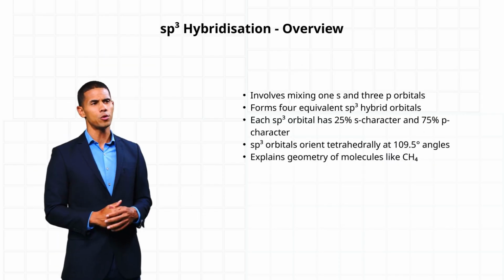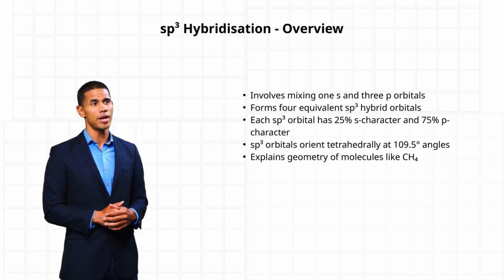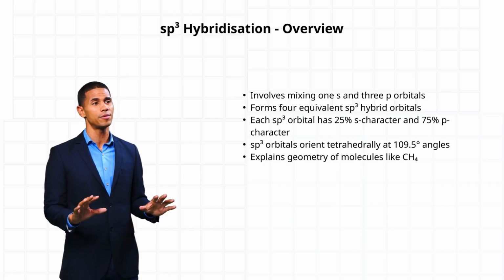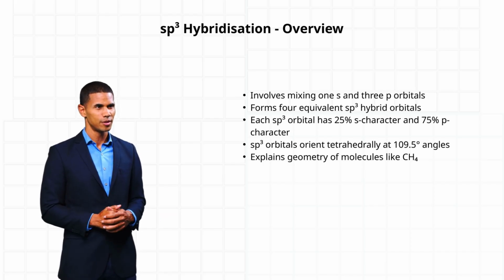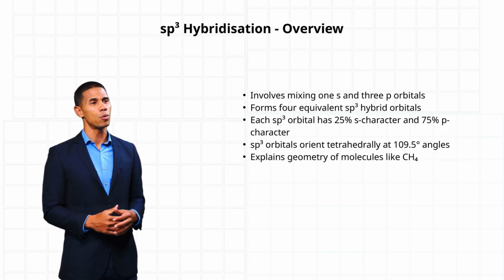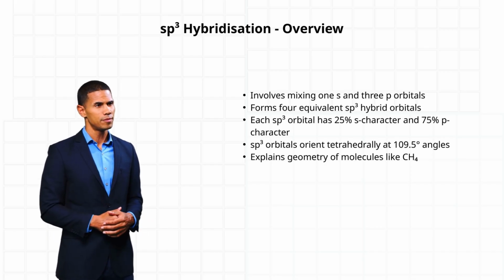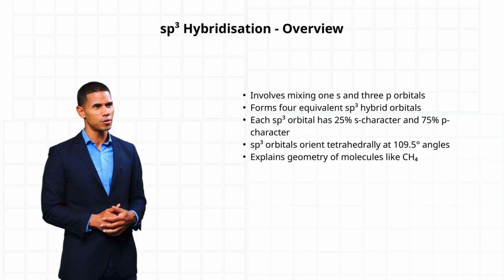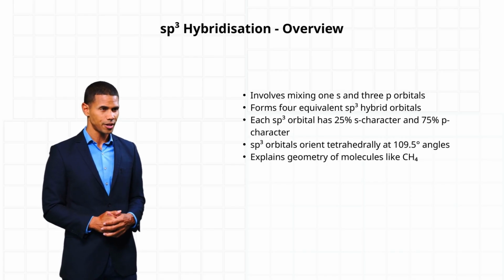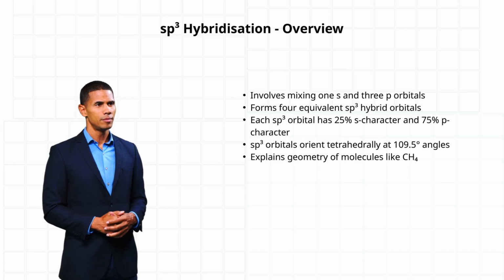Up next is the most well-known hybridization, sp³ hybridization, or sp-cubed. Step 1. This involves one s orbital mixing with three p orbitals to form four equivalent sp3 hybrid orbitals. That means four new orbitals identical in energy and shape. Step 2. Each sp3 hybrid orbital is made up of 25% s character and 75% p character, so the p contribution is dominant.